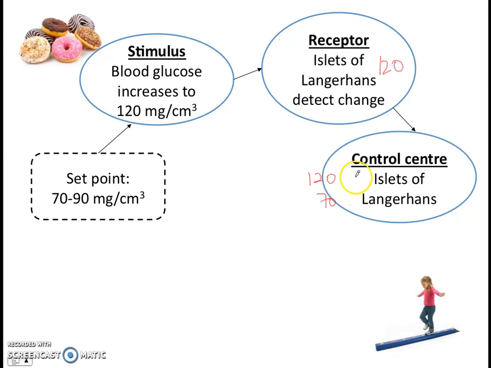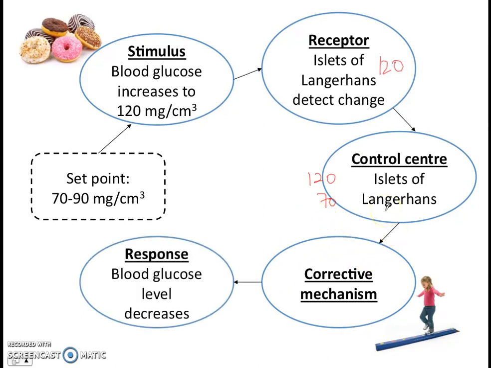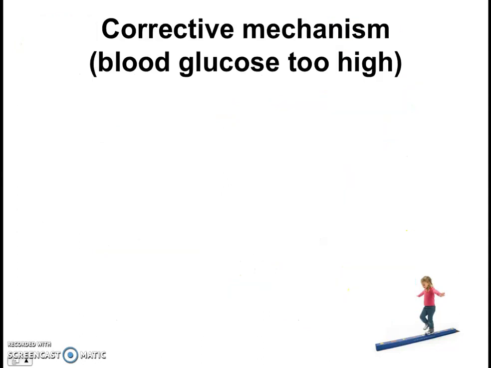So what does it do? It activates a corrective mechanism. And we'll take a look at this more on the next slide. But the end result of the corrective mechanism is to reduce and decrease the blood glucose level back to the set point. And once it's back at the set point, there's a signal sent to the receptor to shut off the corrective mechanism. So what is the corrective mechanism when the blood glucose becomes too high?